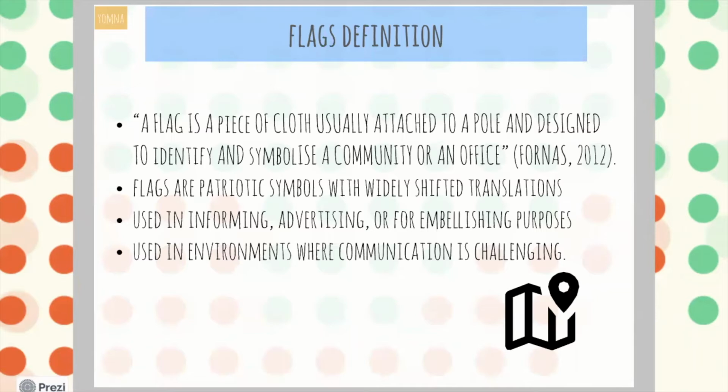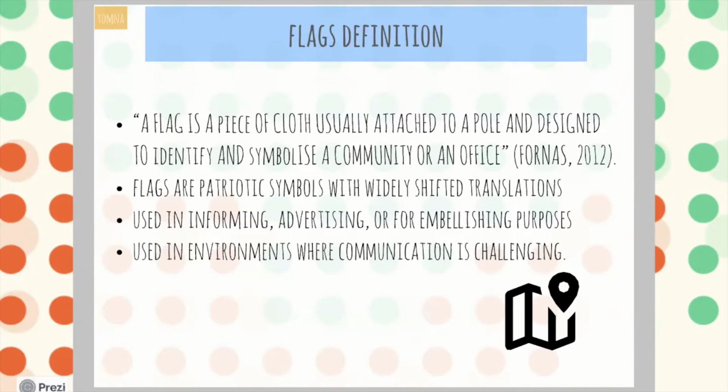First of all, before connecting flags with visual language, we are going to define the meaning of flag. According to Fornes, a flag is a piece of cloth usually attached to a pole and designed to identify and symbolize a community or an office. A flag is a symbol that changes in size, shape, color, and design depending on the nation, state, or organization. One of the most popular uses of a flag is to symbolize a nation or country. Some national flags have been particularly inspirational to other nations' countries in the design of their own flags.